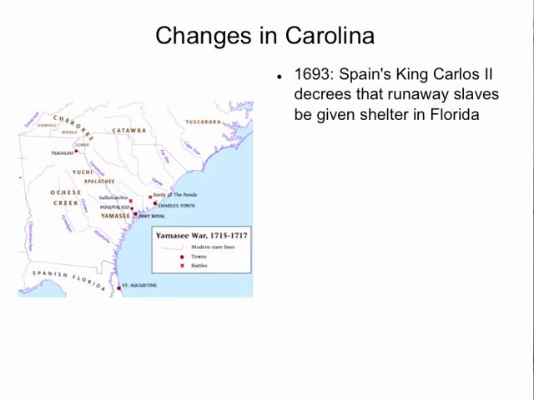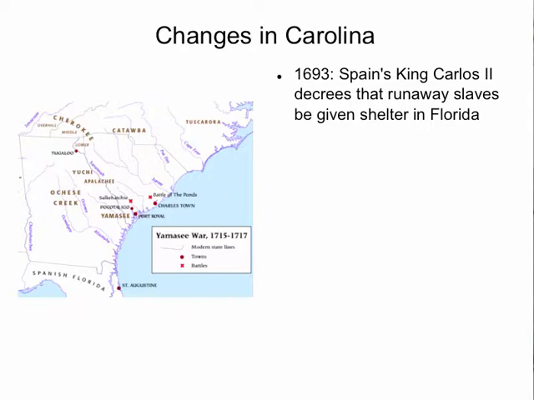And that conflict was only ratcheted up a notch in 1693 when the King of Spain made a surprising announcement. King Carlos II of Spain decreed that any slave, Indian or African American slave, who could escape from any English colony in North America and who could also make it to Florida would be welcomed into Florida and allowed to live there as a free person. And furthermore, the men would be given weapons and they would become soldiers of the King of Spain.